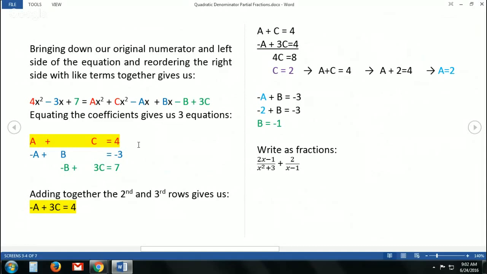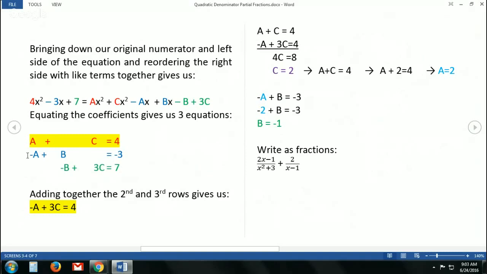Let's see if we can equate the coefficients for the x's. These are the things that are in blue. Negative 3 needs to be the result when you add up negative a plus b. So negative a plus b should equal negative 3, which gives us our second equation. And same thing with the constant values. 7 should be the result of putting together negative b plus 3c. Negative b plus 3c is equal to 7 is our final equation.